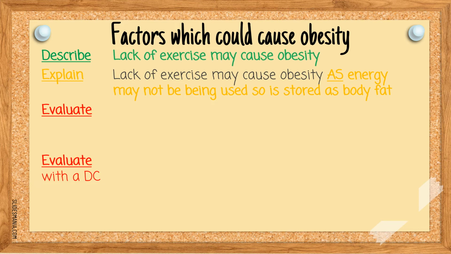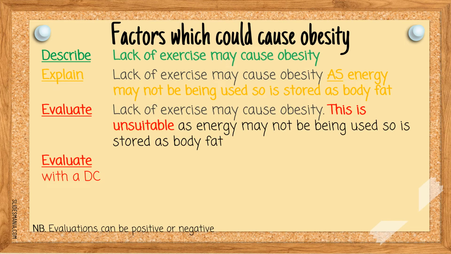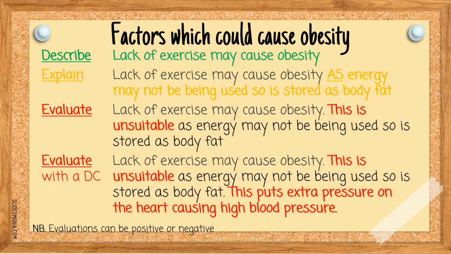If you're asked to evaluate factors which could cause obesity, we are just taking that explanation and adding in an opinion. So we've added in our opinion in red, saying that this is unsuitable. And again, a reminder that evaluations can be positive or negative. The evaluation that's shown on screen is just going to gain you 1 mark. If we wanted a second mark for the same factor about lack of exercise, we can then go on and add a developed consequence. So we've extended this answer by saying this puts extra pressure on the heart, causing high blood pressure, which would gain you an additional second mark.